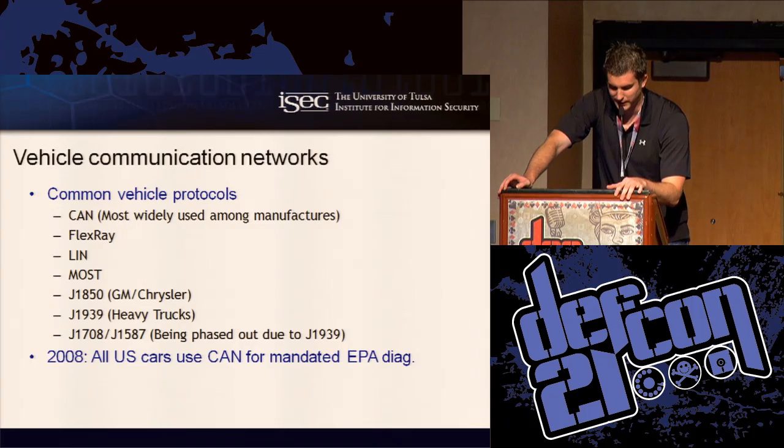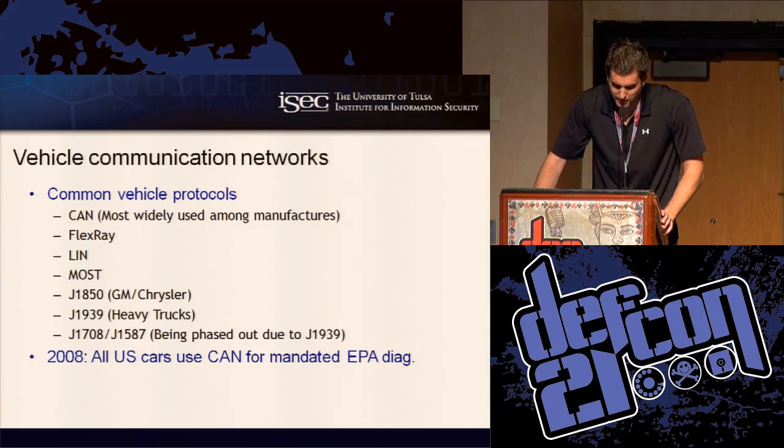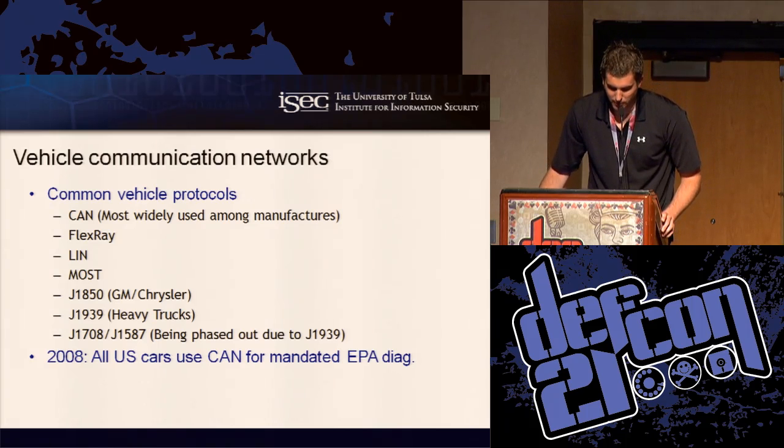There are network protocols such as FlexRay, LIN, and MOST, which is more of a high-speed solution for multimedia applications within vehicles. J1850 and J1939 are also used; J1939 is the protocol used for the heavy trucking industry that sits on top of CAN.